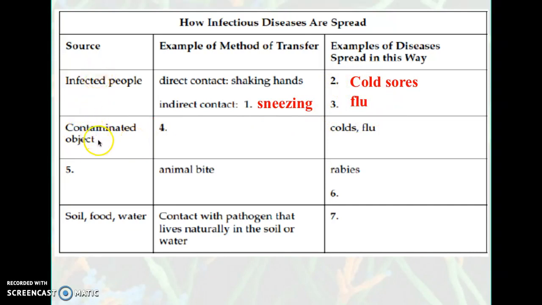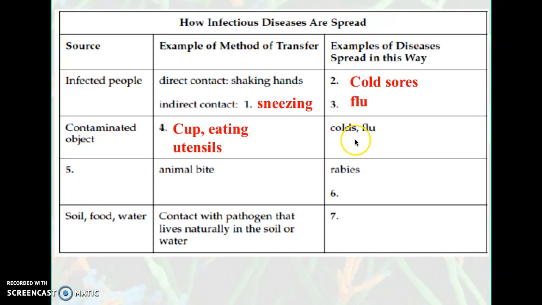All right, the next source would be a contaminated object. Lots of examples, but cups, eating utensils. A lot of people share cups and eating utensils, and it's really not a great idea, guys, because someone may have come in contact with a common cold or the flu virus.